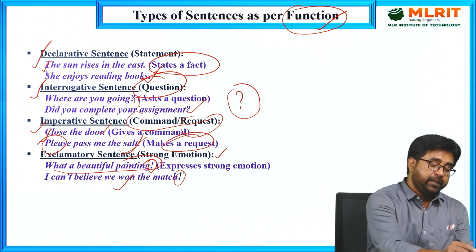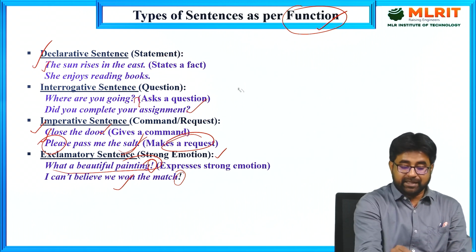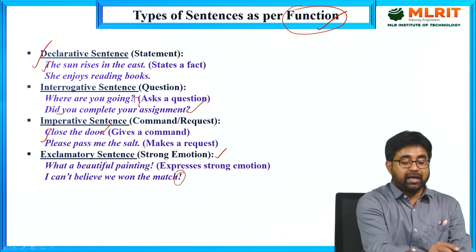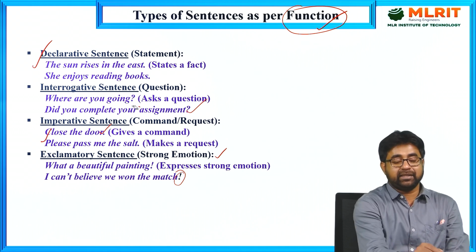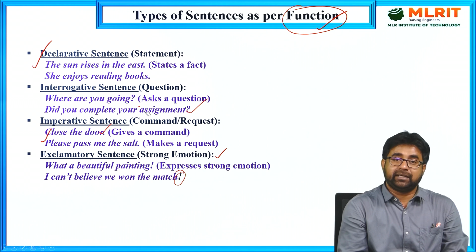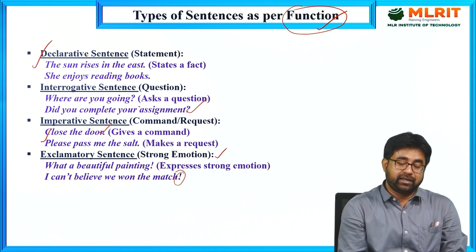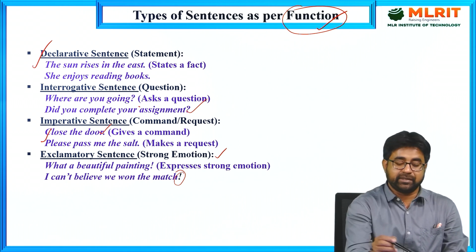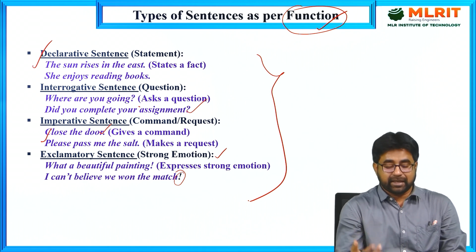So basically there are four types of sentences as per their function. What are they? They are declarative sentence, the first one, and then interrogative sentence. Next one is imperative sentence, and the last one is exclamatory sentence. This is one important thing that you need to remember.